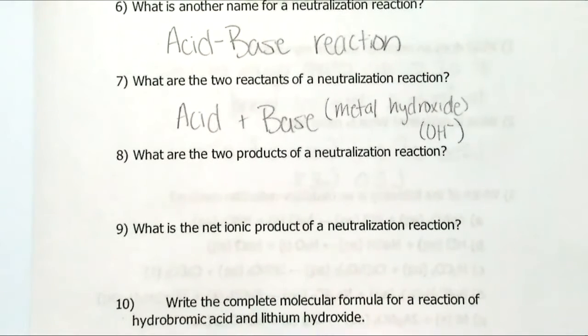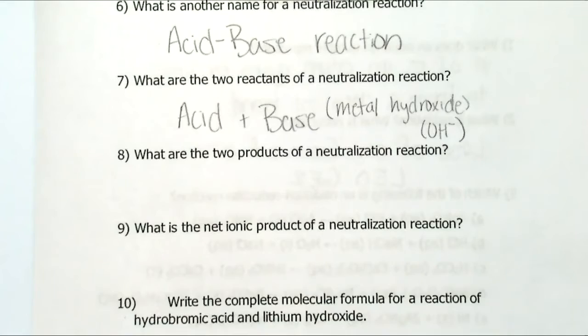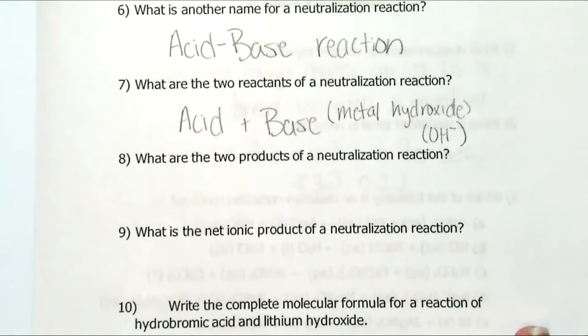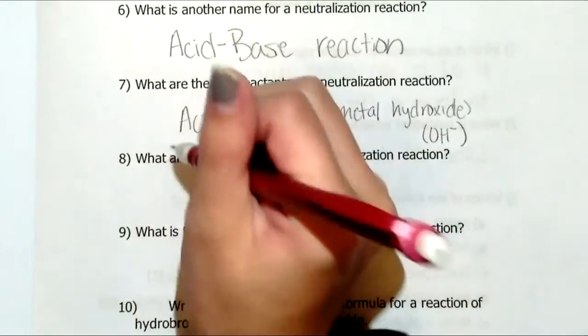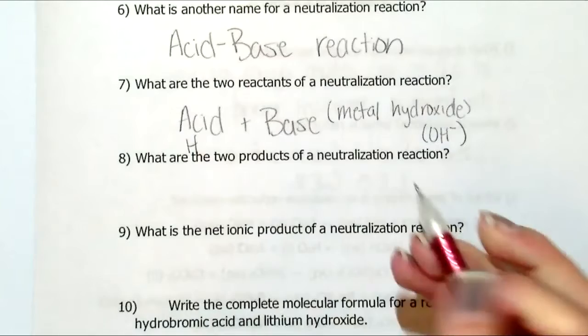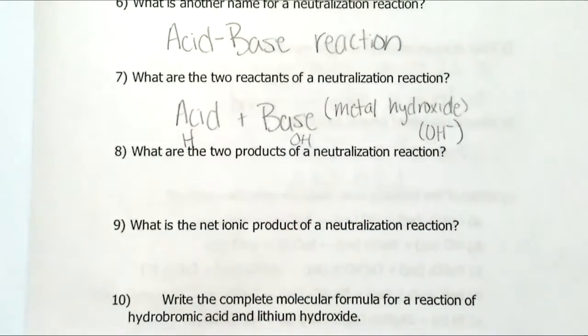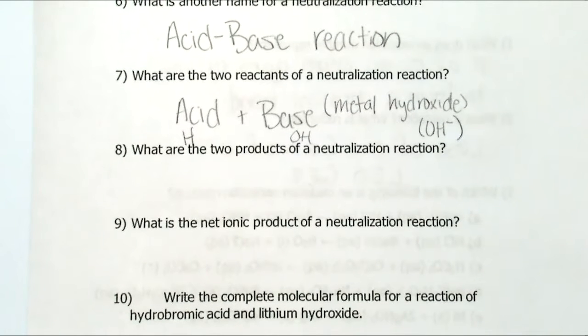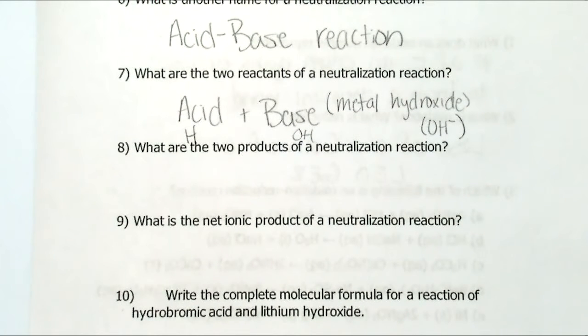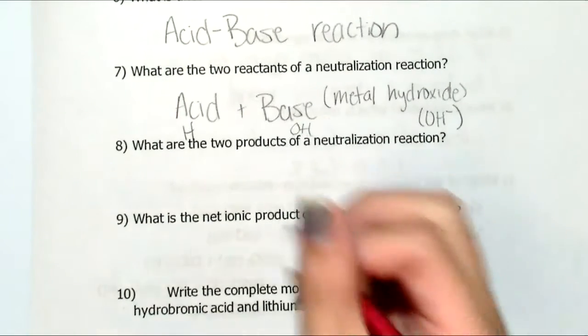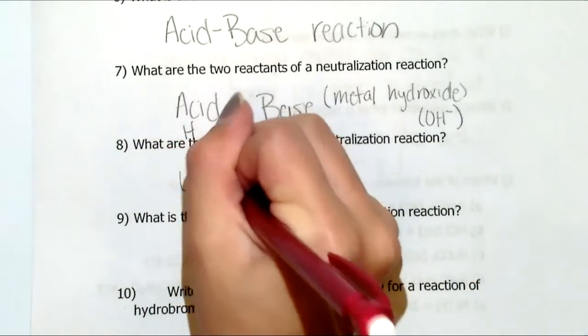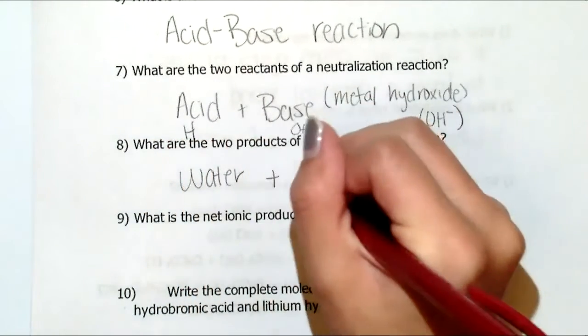So what are the two products of a neutralization reaction? So first off, let me back up. An acid is characterized by an H at the front, and a base is characterized by an OH at the end. So stick with me here. Our two products for a neutralization reaction are going to be water plus a salt.